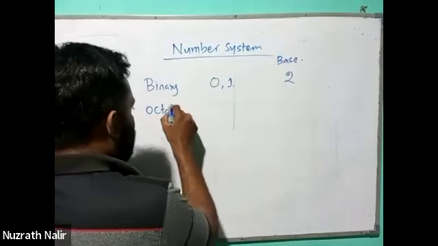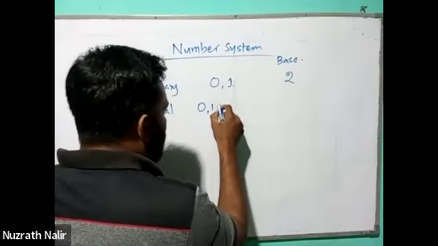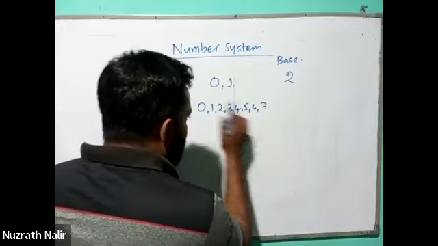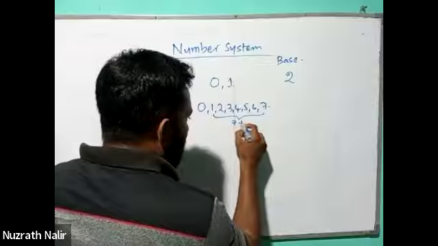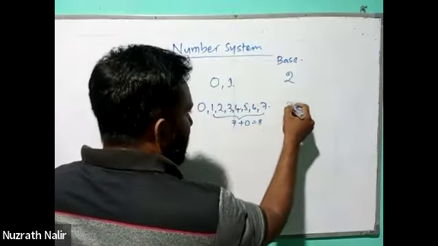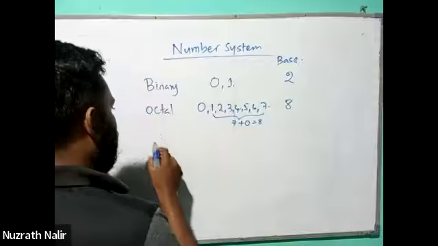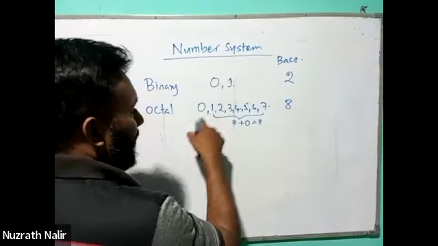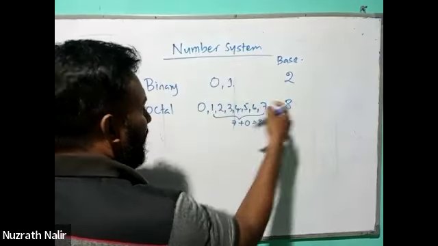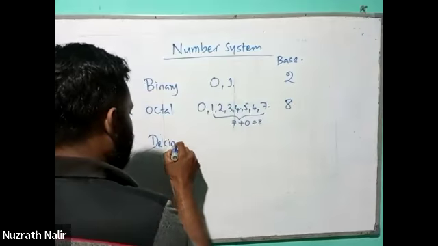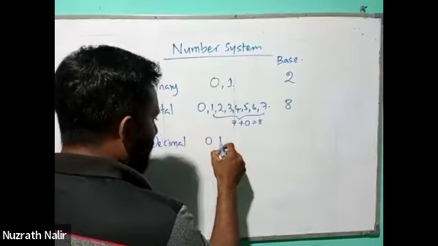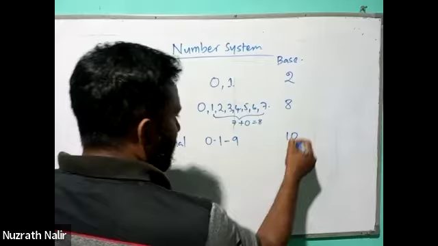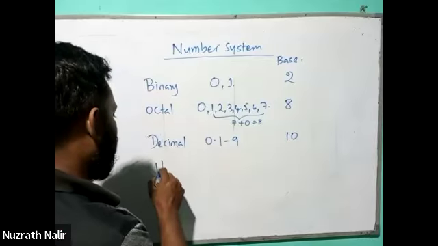And octal: 0, 1, 2, 3, 4, 5, 6, 7. 1 to 7, 7 digits plus 0, altogether 8. That's why the base is 8. There is no number 8. Listen, with the 0, we consider it as 8, because 1 to 7, 7 numbers with 0, makes 8. Decimal, this is also 0, and 1 to 9, 9 numbers with the 0, makes 10. We use 10 as the base.